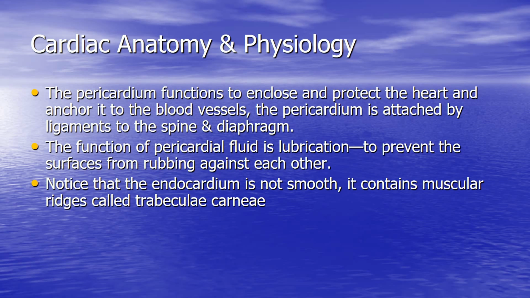The pericardium is attached by ligaments to the spine and diaphragm. The function of the pericardial fluid, as I said before, is lubrication. It prevents the two surfaces from rubbing together. And you'll notice that the endocardium is not smooth. It contains muscular ridges. The names actually are beyond your scope of study.